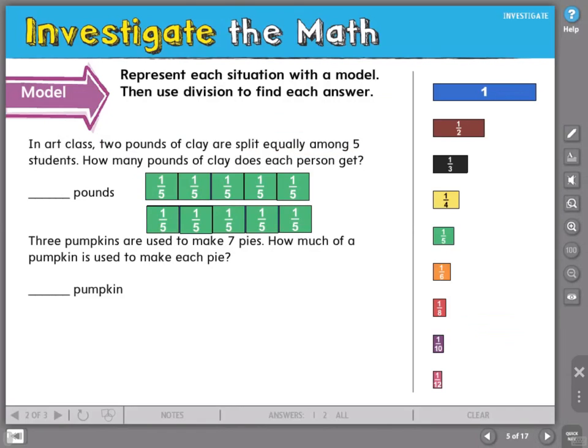Now this is what my model looks like when I've taken both of my wholes and I have split them into fifths. I have 1, 2, 3, 4, 5, 6, 7, 8, 9, 10. 10 fifths. 10 fifths is another way of writing the whole number 2. But I'm going to take these 2 pounds, or these 10 fifths pounds of clay, and I'm going to split them between 5 students.